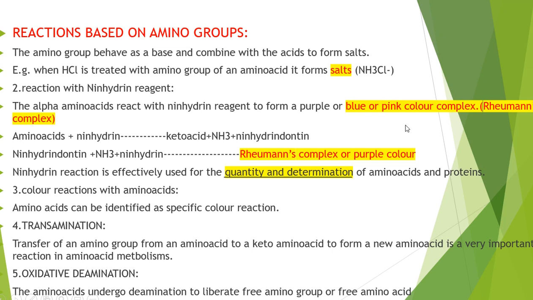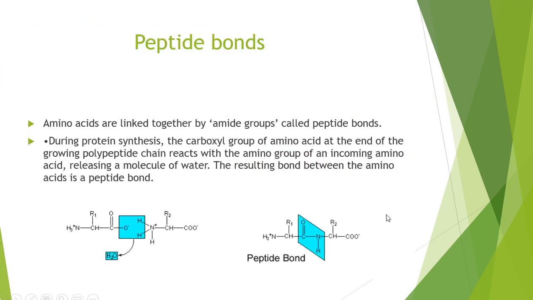So that's all about the properties of amino acids, both chemical properties and physical properties. And I want to make a note on a special topic called peptide bonds, which is very important. Here amino acids are linked together by amide groups, also called peptide groups. In the initial part of this video, I said amino acids are the building blocks of proteins. For building blocks, there should be some bonding. So that bond is termed the peptide bond or amide bond.